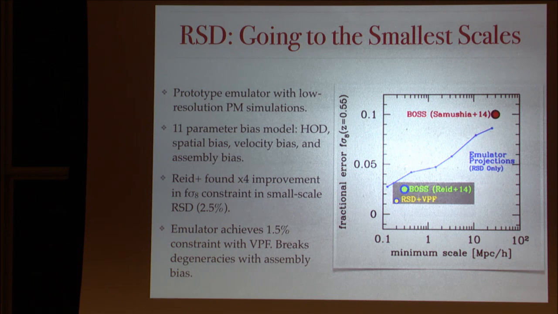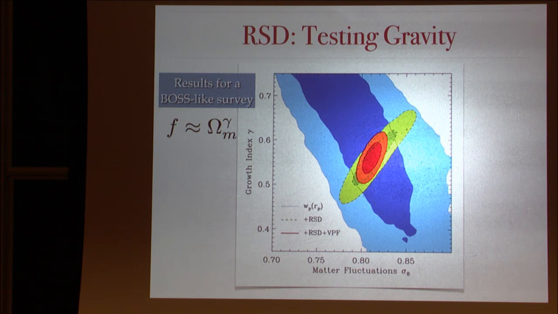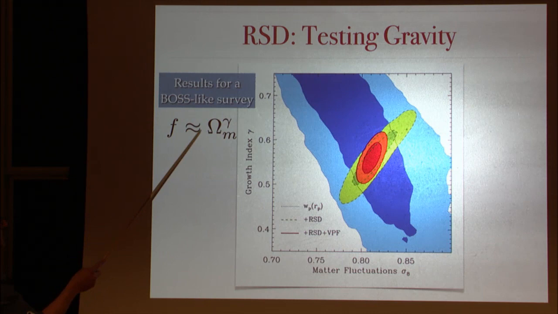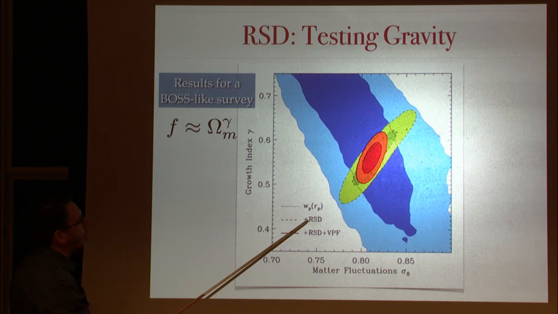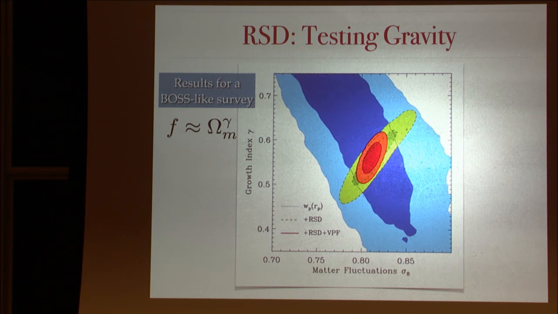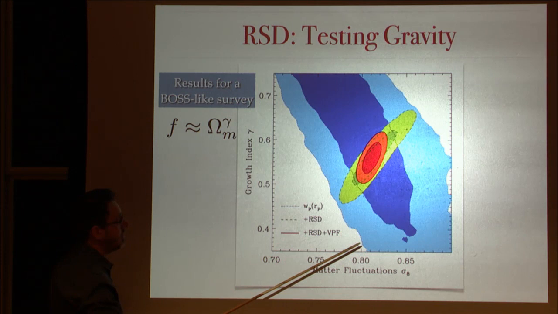So you can go beyond just measuring f sigma 8 and try to test gravity. So these are constraints now in sigma 8 and this growth index gamma, where the amplitude of the velocity field is approximately omega matter to the power gamma; 0.55 is general relativity. And this just shows the constraints in this parameter space when you just have wp, when you add in the redshift space distortions, once again marginalizing over the assembly bias parameters. And then when you add in the void probability function, which breaks this degeneracy between the assembly bias and the cosmology, you get tighter constraints.